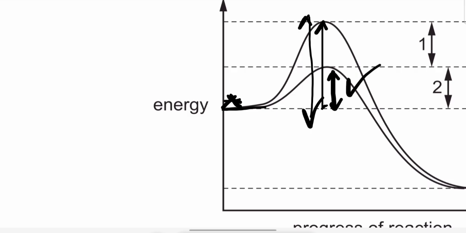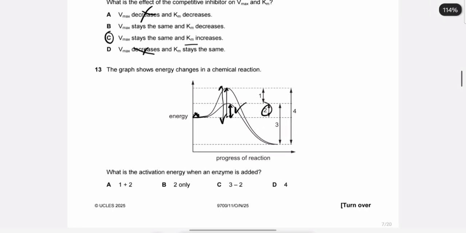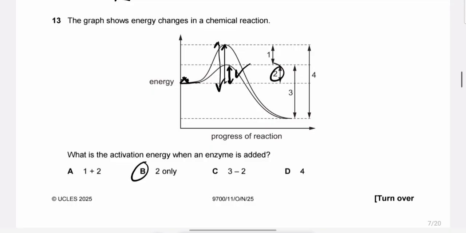We are saying an enzyme decreases or reduces the activation energy. So we'd rather take the smaller one, which is shown by 2. And that's B. If we take 1 plus 2, then we take the longer one. If we take 3 minus 2, then we'll be starting from this end.